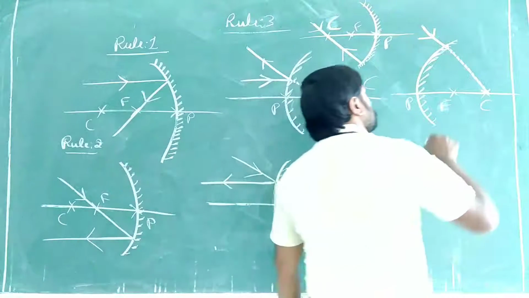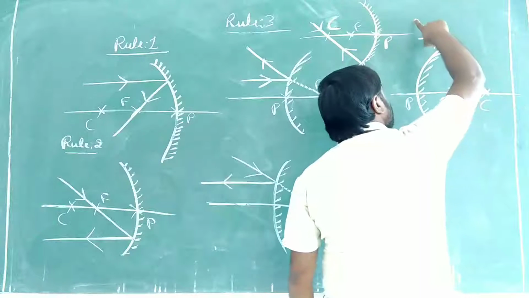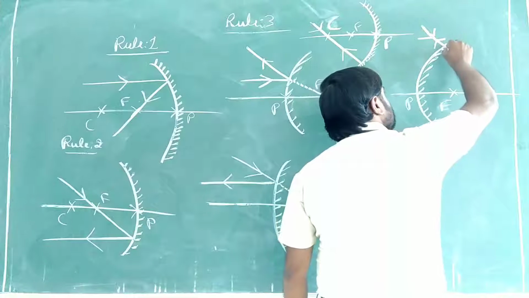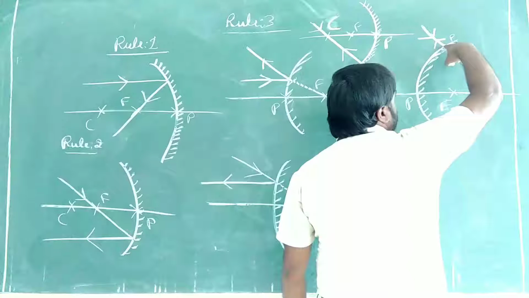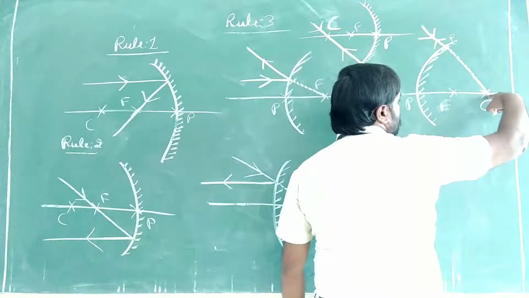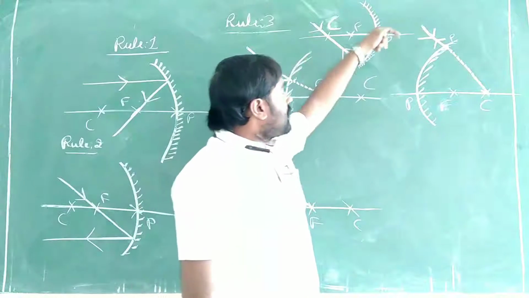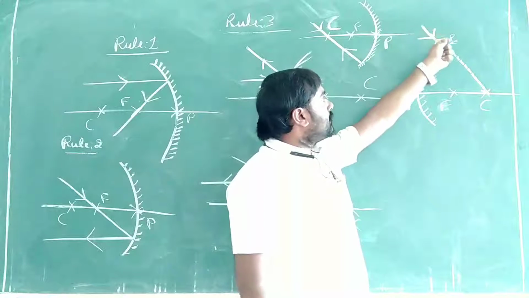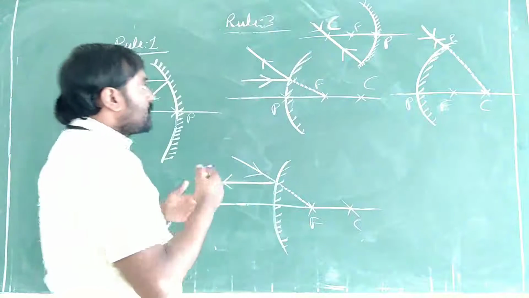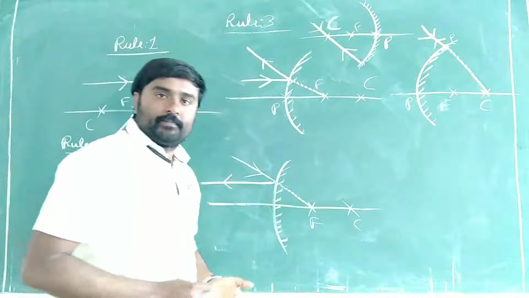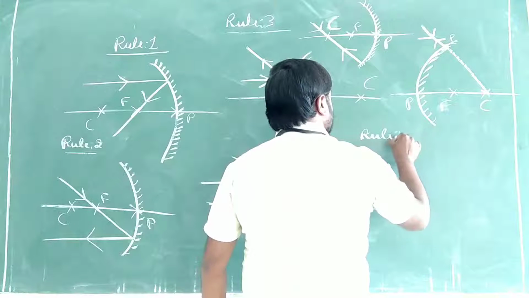So after reflection, the ray retraces the same path, because this is normal incidence. This is the point of incidence, so the line joining the point of incidence to the center of curvature will be the normal. Here the ray of light is incident normally. After reflection, it retraces the same path. That is rule number 3. Okay, so the next rule, number 4.